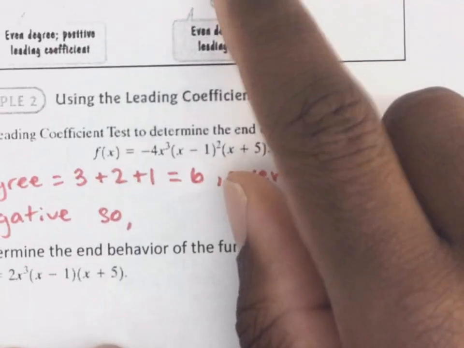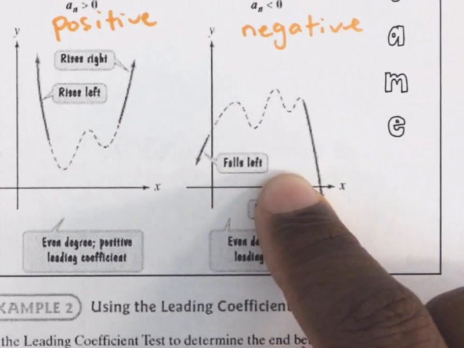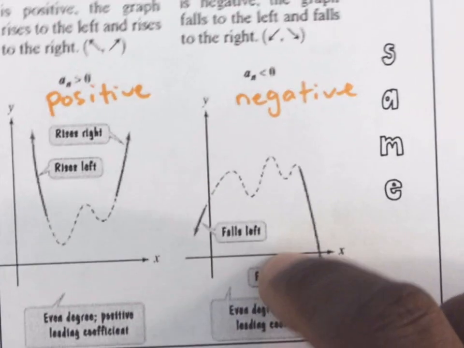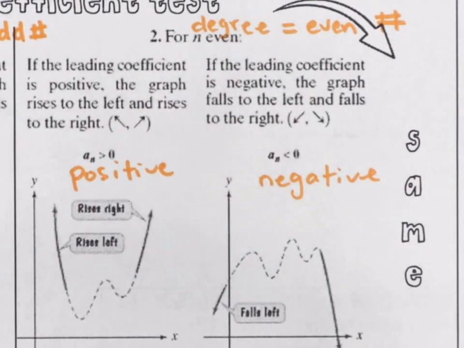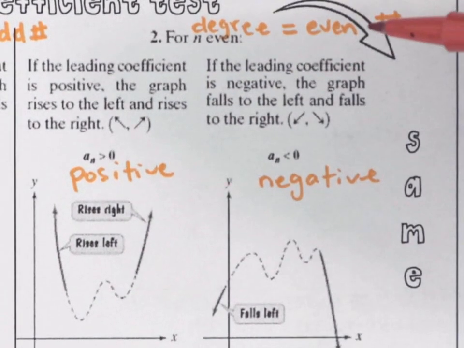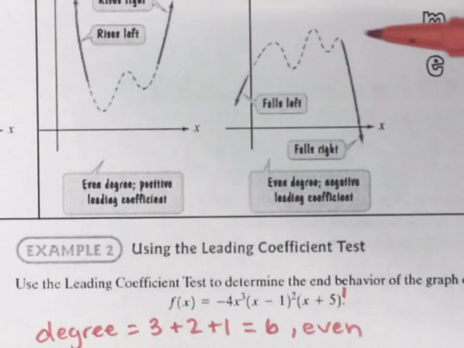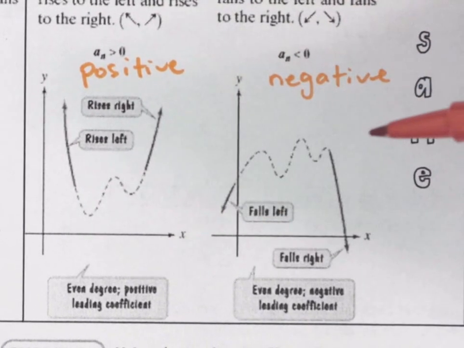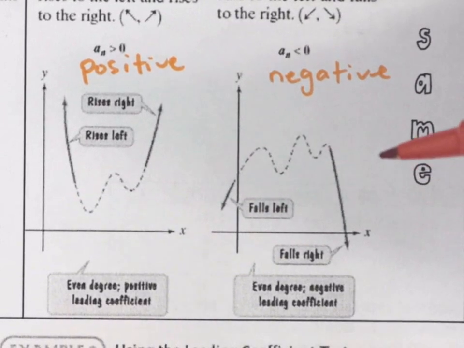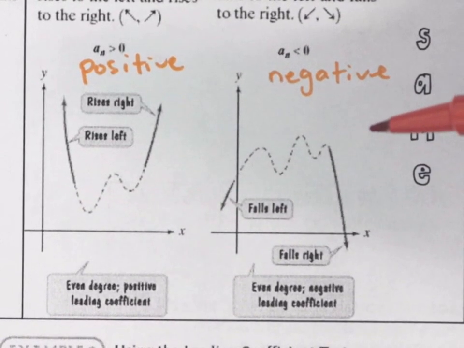It's this one, right? What did I say? I said positive, didn't I? Why did I say positive? Maybe I was thinking about the degree. All right, so let me back up. I don't want to confuse anybody. 6 is an even number, right? -4 is negative. So it's falling left, falling right. Am I saying that right? All right, so this is what we got.